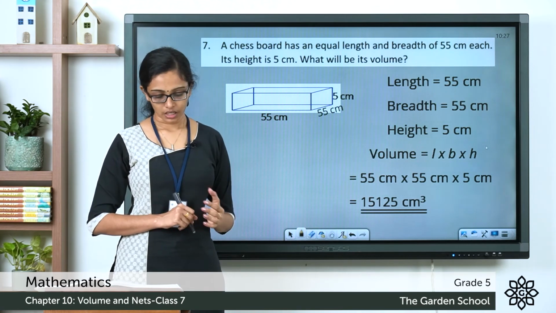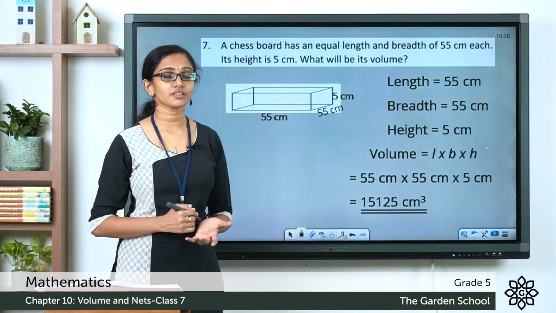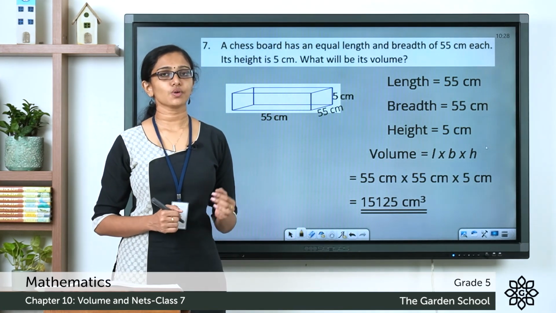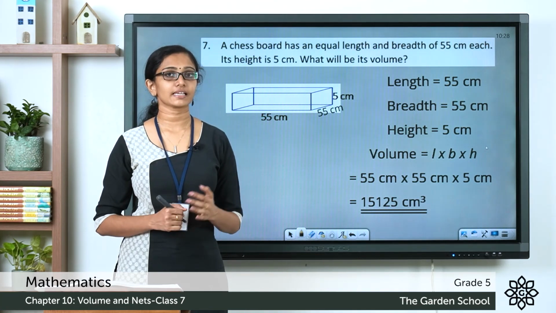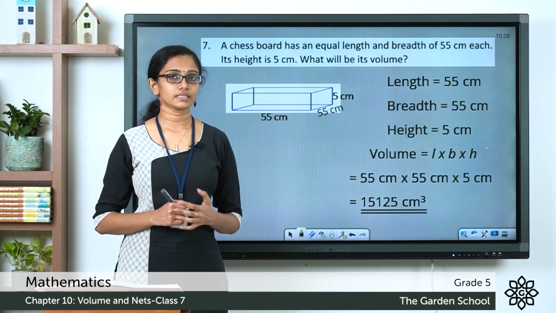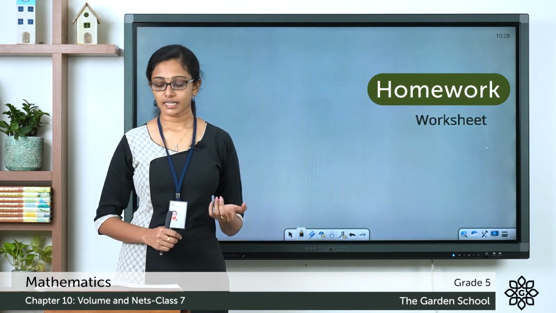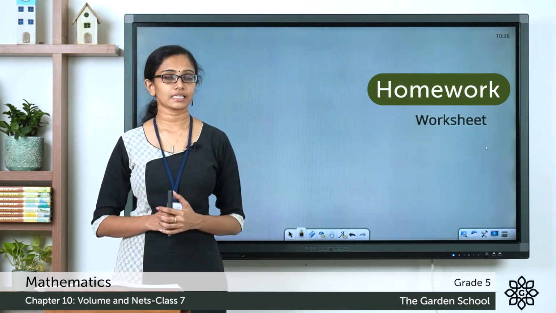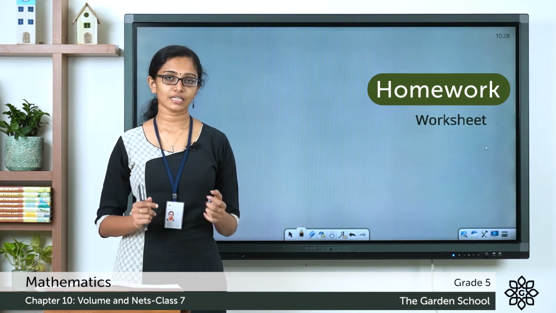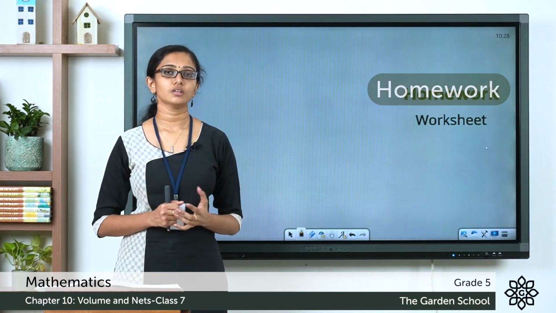So children, I hope you are clear with all the questions we discussed today. Please go through all the concepts and the exercise that we learned in this chapter once again. Then as a homework, you have to do a worksheet and it is in page number 163. So once you are done with it, you can take a picture and send us through Teams.